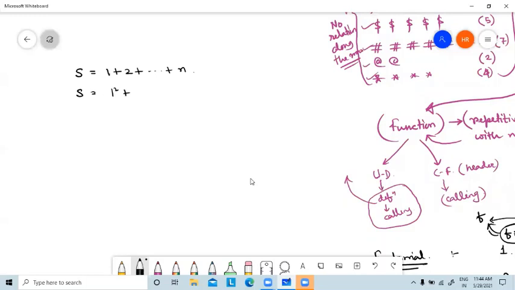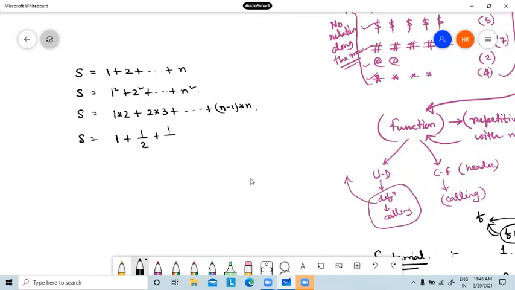Then suppose like this. Then suppose series like this. Then there are fraction series. Suppose 1 plus 1 by 2 plus 1 by 2 square plus dot dot dot like this. So there are many different series.